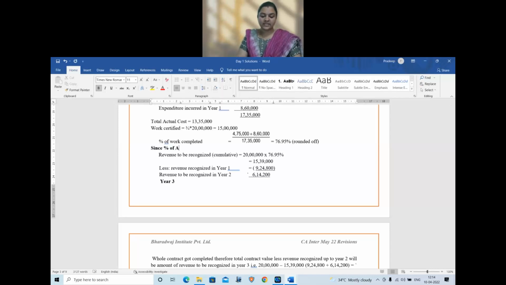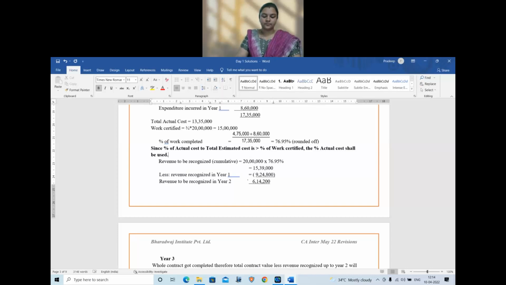Since percentage of actual cost to total estimated cost is greater than percentage of work certified, the percentage of actual cost shall be used. Okay. So here basically which formula are we following? We are not following percentage completion method. We are following actual cost to estimated cost method.